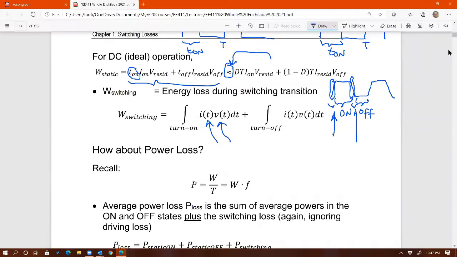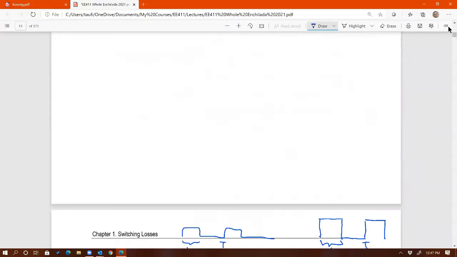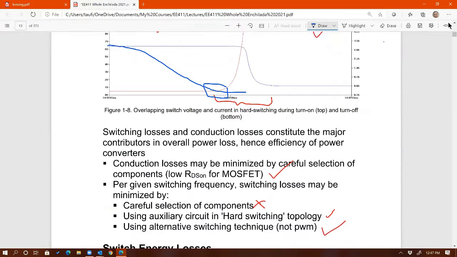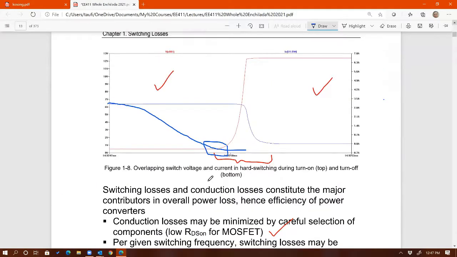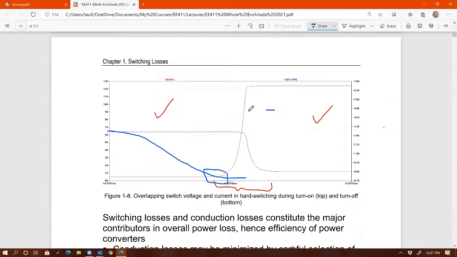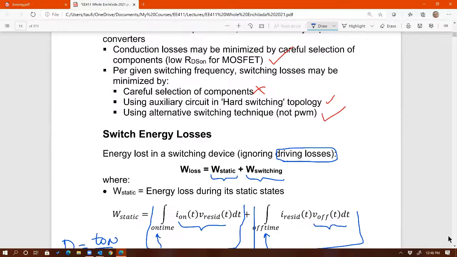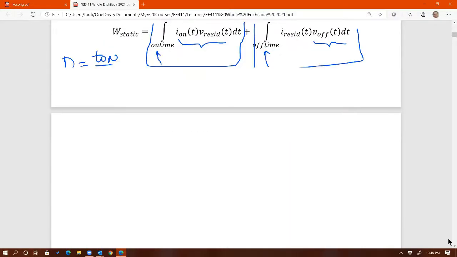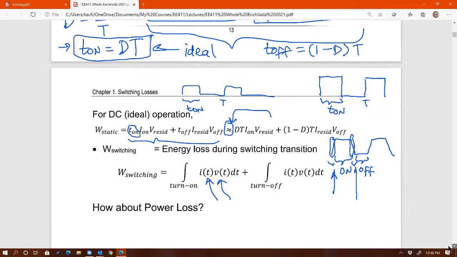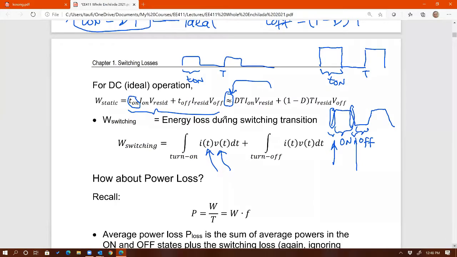How do I know that? Well, take a look at this, for example. You see this? During the transition, you can see that current is a function of time. It's not constant. Same thing as voltage. During the transition, it is not constant anymore. It is a function of time. So I'm not going to simplify that because that's going to depend on how the waveform is shaped, basically.